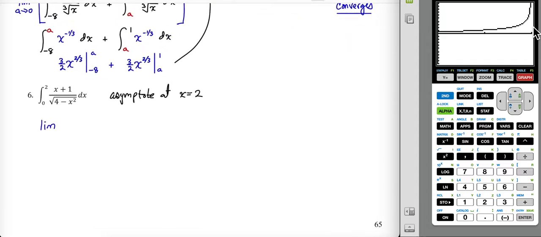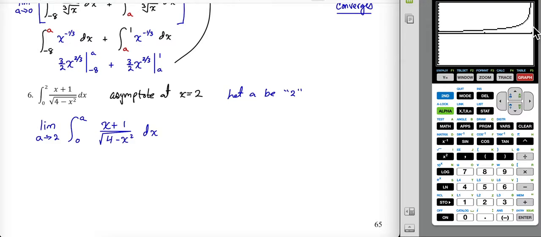So what we would do is find the limit, so we're going to let a be 2. As a approaches 2, going from 0 to a of x plus 1 over the square root of 4 minus x squared dx. So at this point it's, well, can you find the integral?